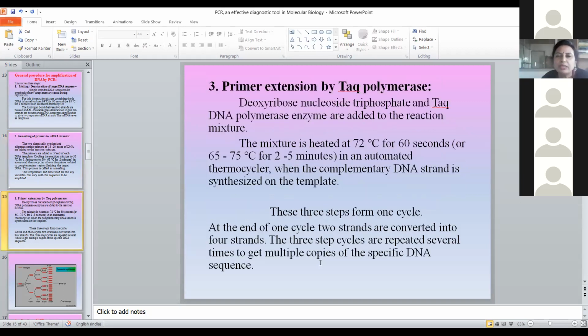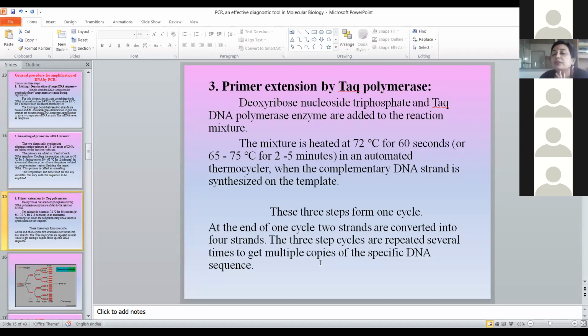The third step is primer extension, also called DNA synthesis. Synthesis of a new strand will now take place. As in the second step, the primers have attached to the DNA. Now, by the action of Taq polymerase enzyme, a new DNA strand will be synthesized. That means the primers will be extended, dNTPs will be added, and the polymerization reaction will take place. So deoxyribonucleotide triphosphates and Taq DNA polymerase enzyme are added to the reaction mixture.